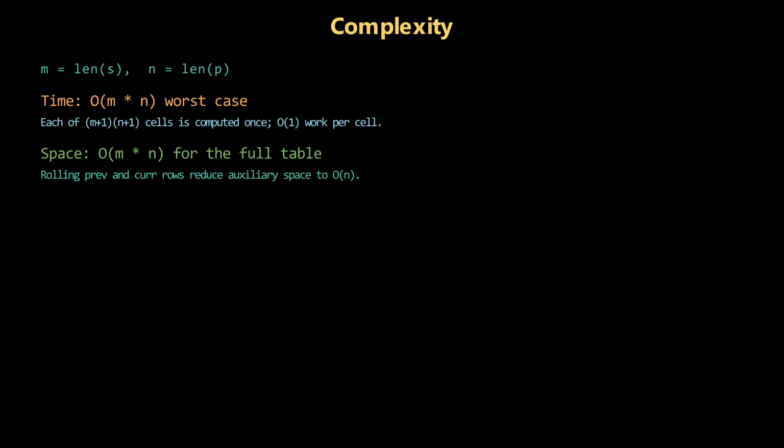Let M be the text length and N the pattern length. Time is order M times N, every table cell is filled once with constant work. Space is order M times N for the full grid, or order N with 2 rolling rows.